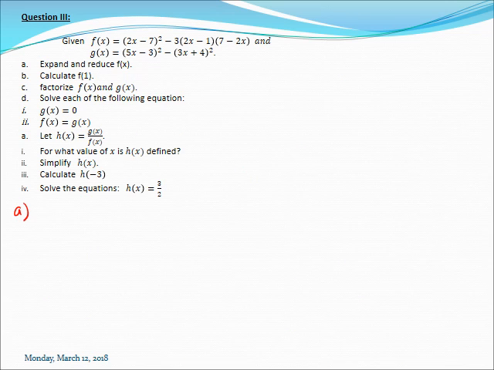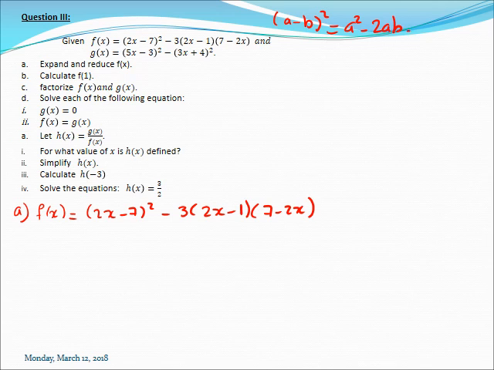Question 3, part A. Expand and reduce f of x. F of x equal to 2x minus 7 square minus 3 times 2x minus 1, 7 minus 2x. First, 2x minus 7 square. It is in the form of a minus b square equal a square minus 2ab plus b square. So 2x minus 7 square is equal to 4x square minus 2 times 2x times 7, 28x plus 7 square 49, minus 3.